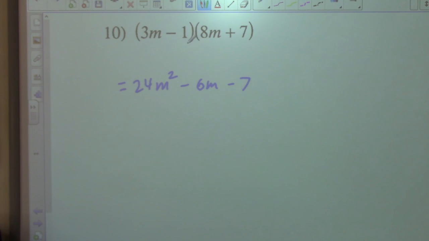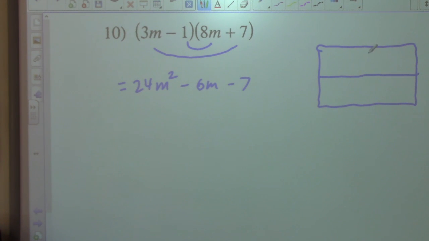Okay, I don't know if that's right. Let's go ahead and look at it. Now this has got to be good here, right? That 24m squared, that's going to be no problem. And this negative 7, there's no problem with that either. Then we have 8m and 7. So here's your 24m squared, and here's your minus 7.